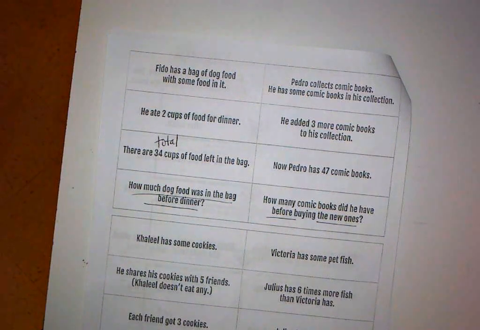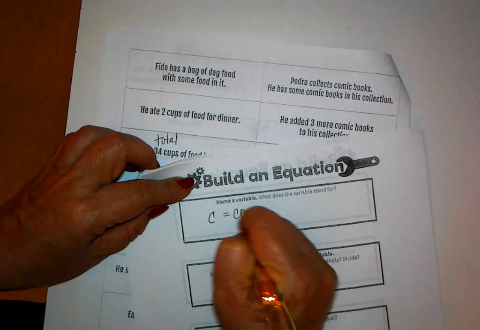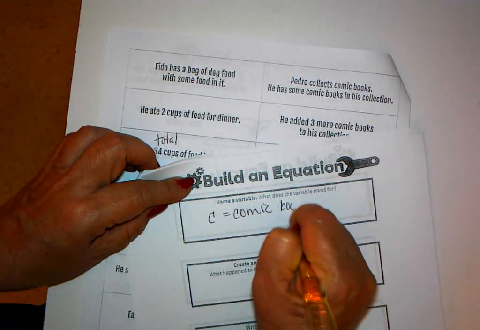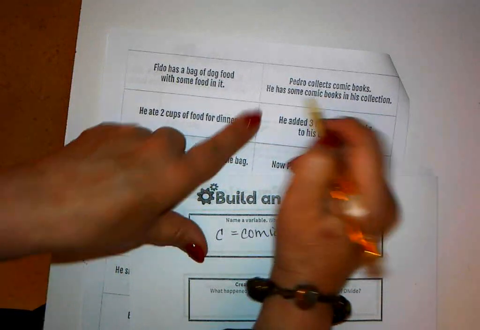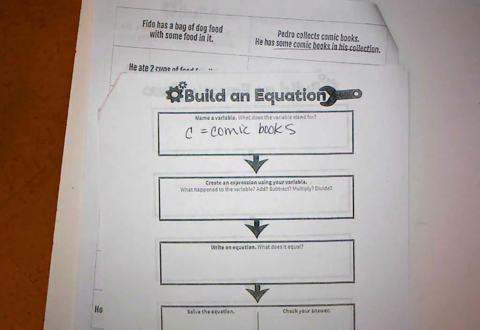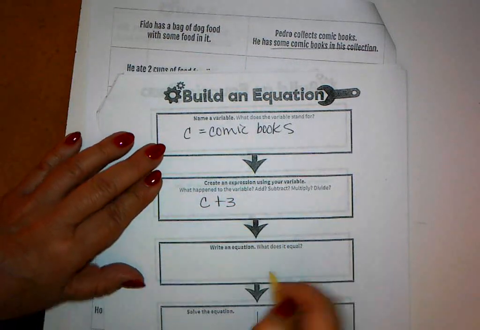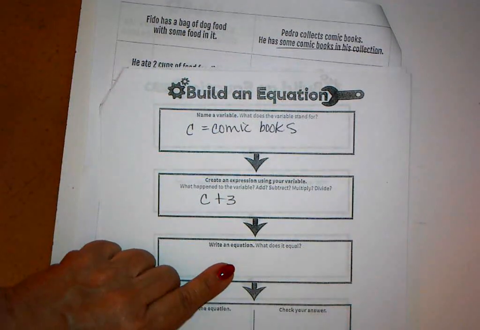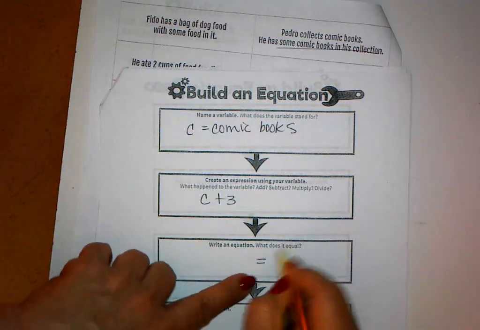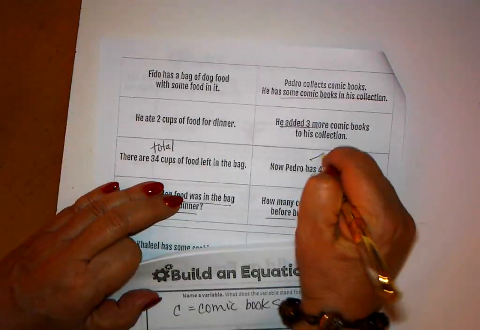All right, so what letter do you want to use to represent the comic books? All right, let's use the letter C, and that's going to represent comic books. So what do we know? He has some comic books in his collection, and then he added 3 more. What is that expression going to look like now? Yeah, and it already says added, right? So C plus 3. I'm going to place in my equation equals, what was the total amount that I have? Very good. And I'm going to write total over here.